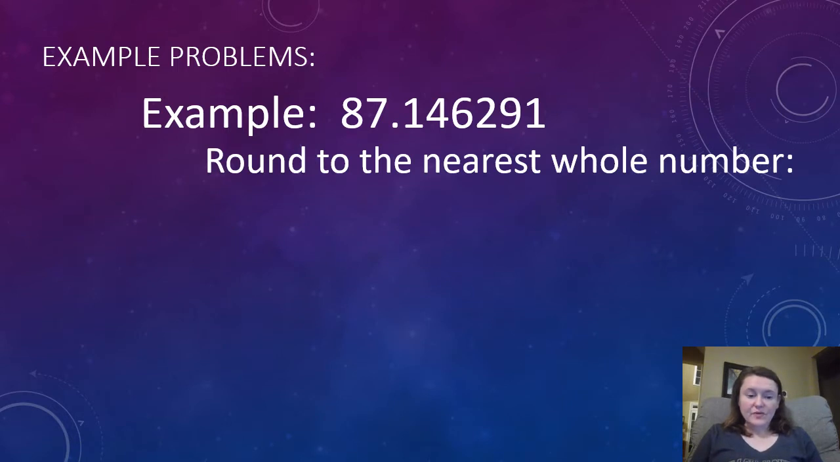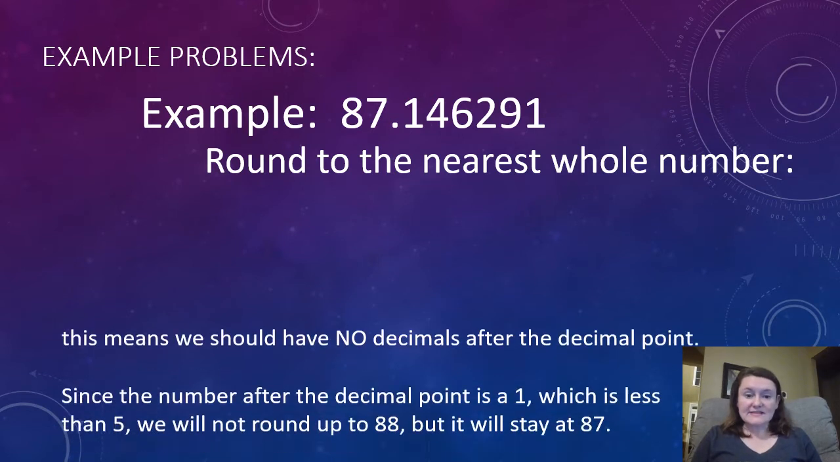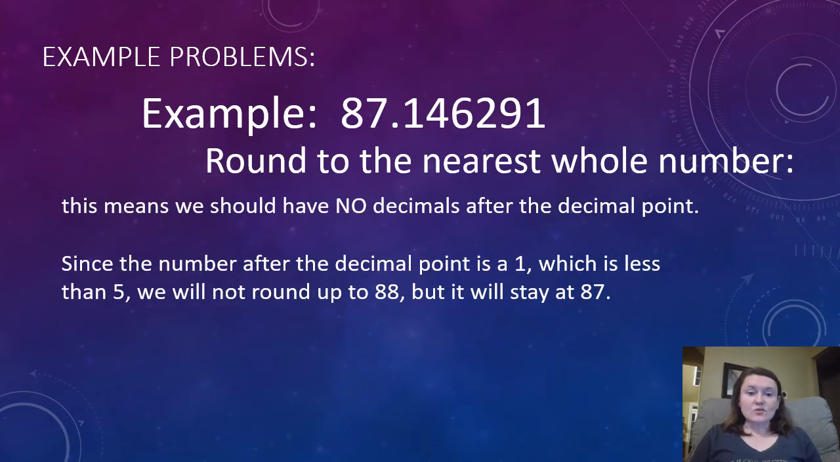Then, if we wanted to take this number and round it to the nearest whole number, that just means we don't want any decimals. We want to find the nearest number without any decimal places. And so we're going to look at the very first decimal place, and if it's 5 or bigger, we will round to 88. If it's 4 or smaller, we'll keep it at 87. So in this case, to the nearest whole number is 87.